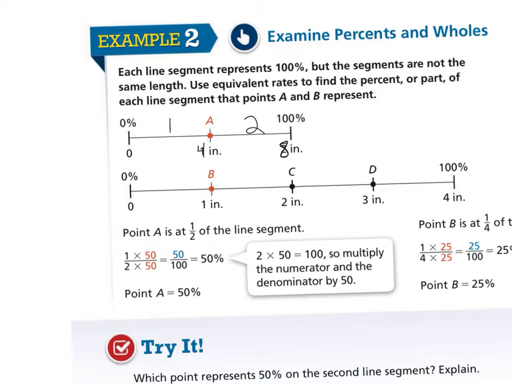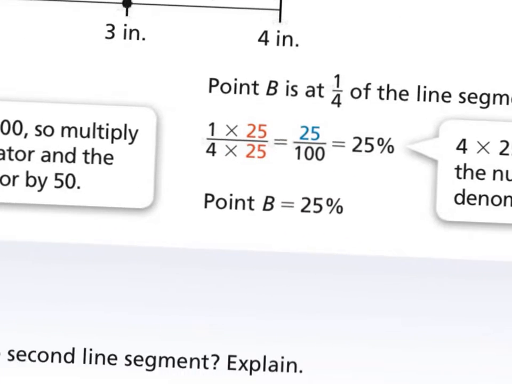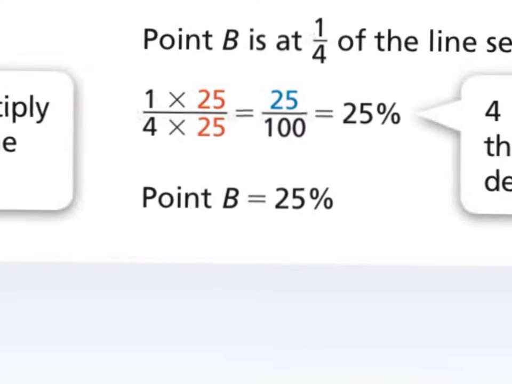For our other one, B is at the 1 inch mark out of 4 inches. Or again, we could look at it and say there are 4 sections. If I'm at B, I've completed 1 out of the 4 sections. So that's 1/4. 1/4 you might recognize. If you don't, we can work with that. 1/4, we could multiply both of those by 25, and that would be 25 hundredths, which is 25%.